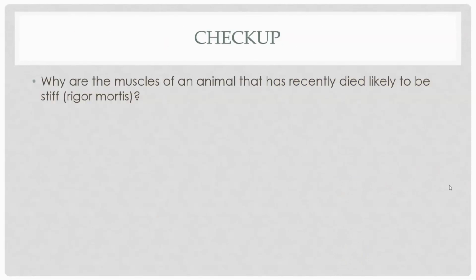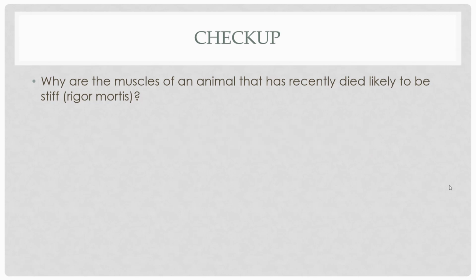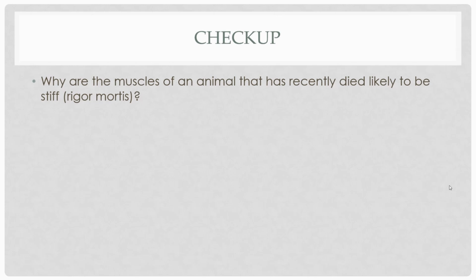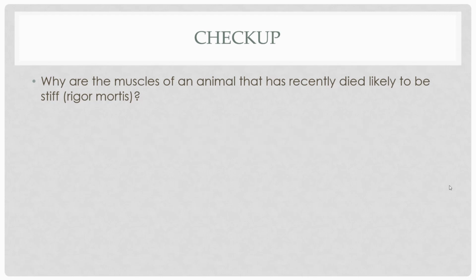So why are the muscles of an animal that has recently died likely to be stiff with rigor mortis? Well, rigor mortis is a sustained contraction. It's where the muscles stay contracted and can't relax. Now that's caused by a couple things. Number one, calcium remains actually in the cytosol of the skeletal muscle. Calcium, in order to be stored in the sarcoplasmic reticulum, requires ATP for active transport. And there's no ATP to pump it back into the sarcoplasmic reticulum. Also, it requires ATP for the myosin heads to actually release from the thin filaments.